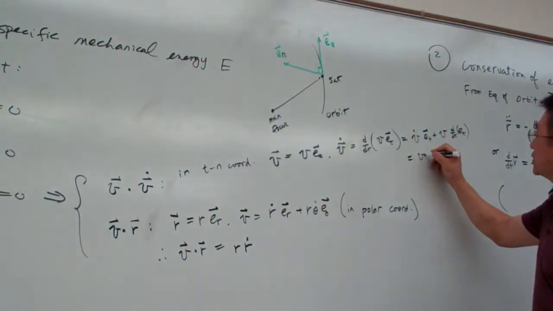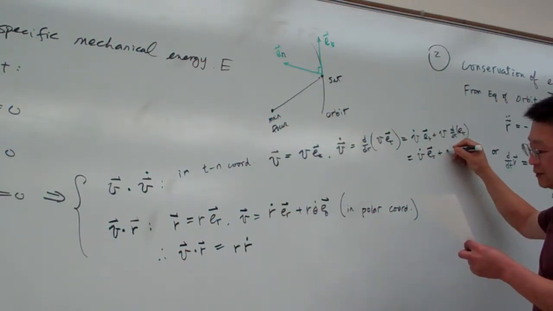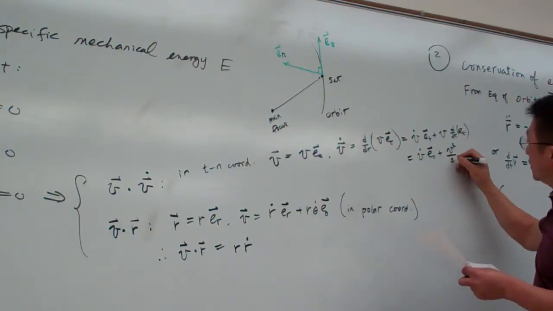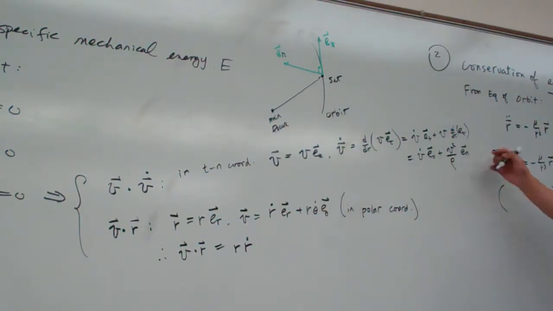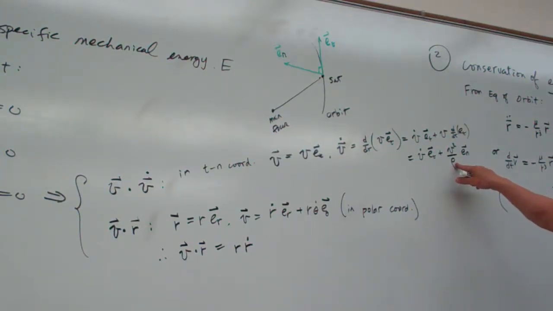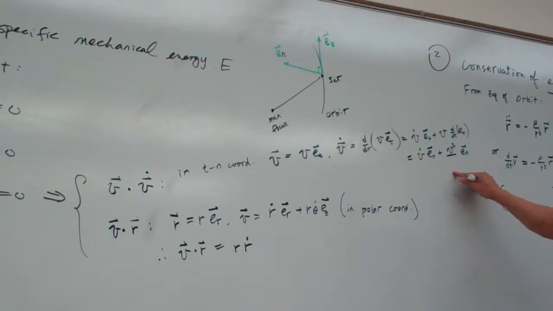So that one is v dot e_t plus v squared over rho e_n. Okay, so basically this is the centripetal force component. The rho is the radius of curvature, and here that is pointing to here. So basically, you can replace rho by r.